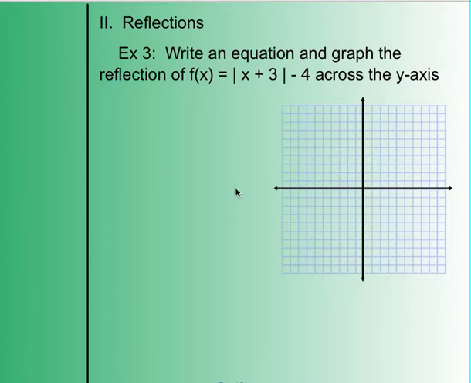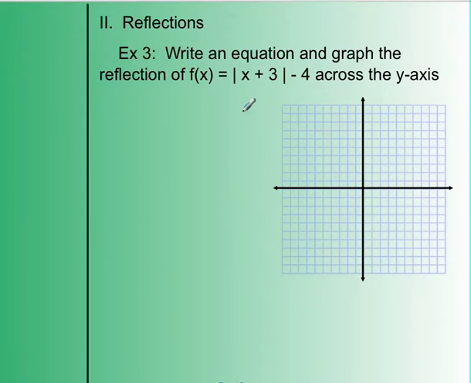And we are going to look at the last piece of the unit, which is reflecting our absolute value functions. So we're going to take this graph and flip it across the y-axis. Now reflections do change the vertex, so we have to be a little bit careful. So what I'm going to start with is a sketch of this graph, and then I'll reflect it and see if we can come up with the equation for it.